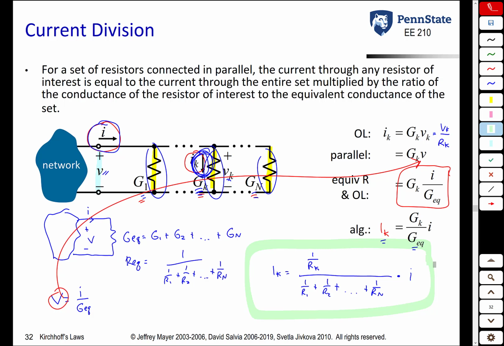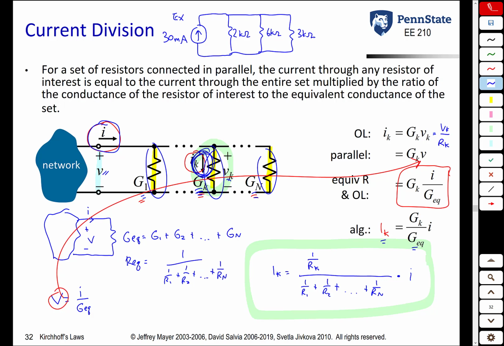It's a little messier because we have all of these reciprocals, but basically what we see is that you take the reciprocal of the resistor of interest, divide it by the sum of all the reciprocals of all the resistances, and multiply that by the total current. Let's do a simple example here. Suppose we have 30 milliamps feeding 3 resistors in parallel. Let's have one of them be 2 kilo ohm, one of them be 6 kilo ohm, and one of them be 3 kilo ohm.